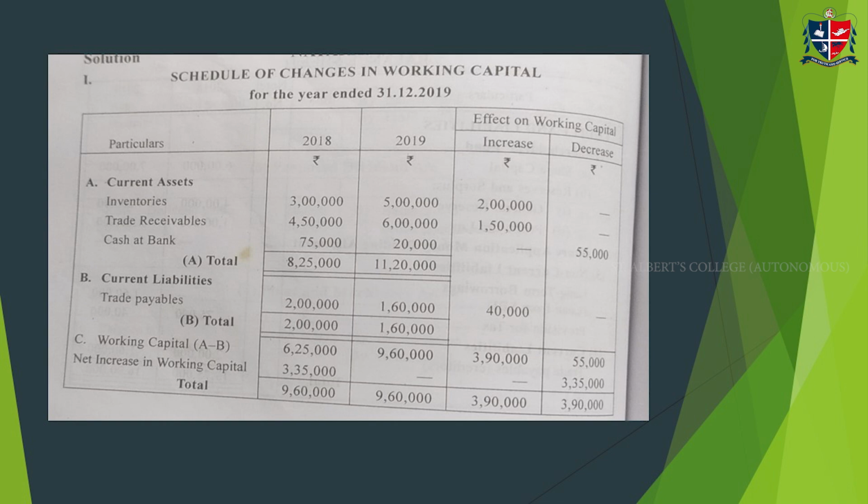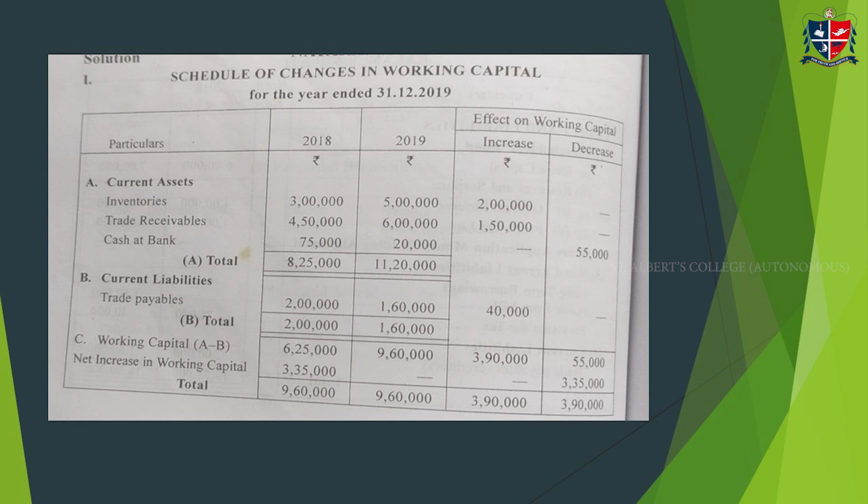Then we have to tally all the 4 columns. Here we get 6,25,000 plus 3,35,000; the total is 9,60,000, and here it is 9,60,000. Here it is 3,90,000, and here we add 55,000 and 3,35,000 and get 3,90,000. This is the preparation of the schedule of changes in working capital.